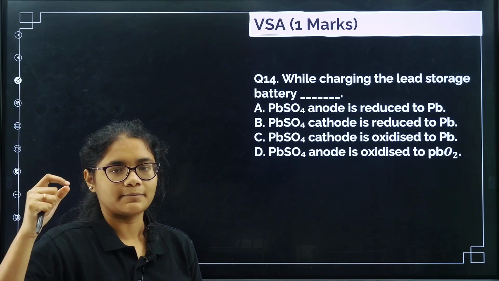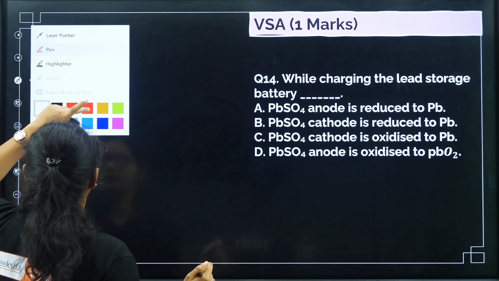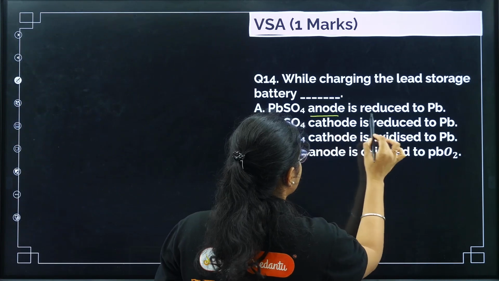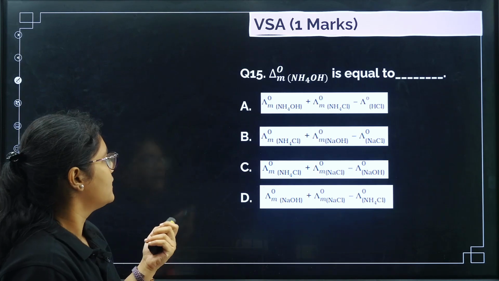Now while charging the lead storage battery, charging process, reverse process, right? So at anode what happens? Reduction takes place, at cathode oxidation takes place, right? So that is why you can see at anode reduction happens, so PbSO4 at anode is reduced to Pb, okay.